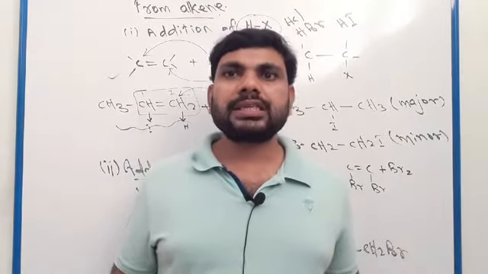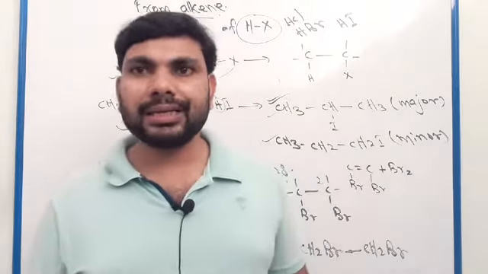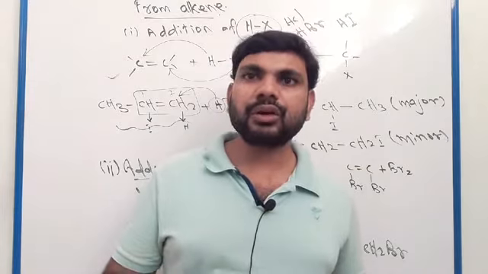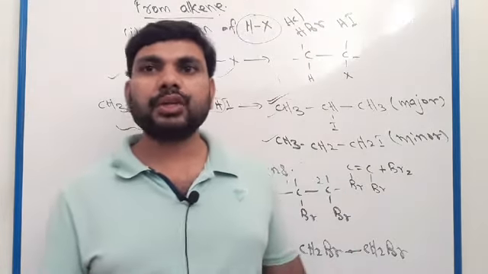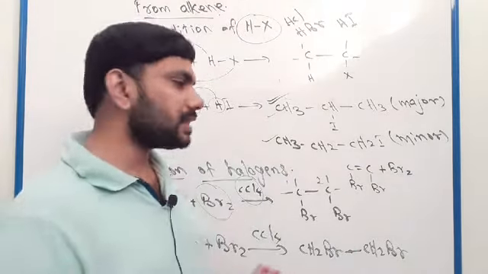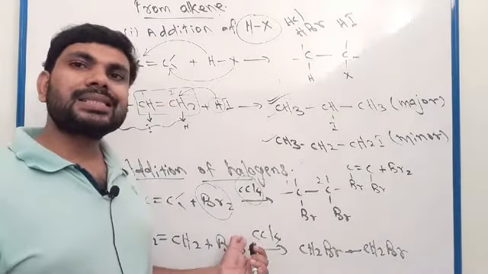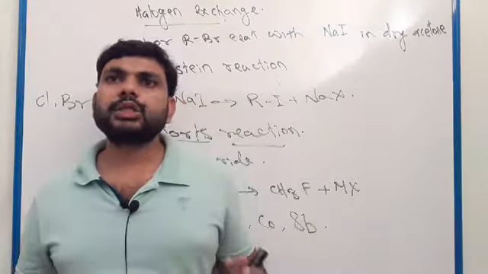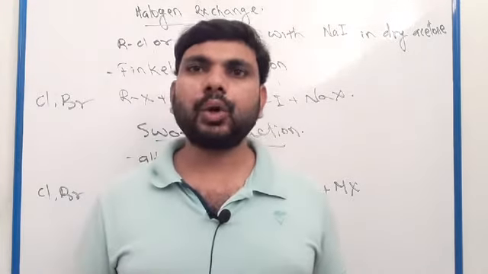First one we discussed is addition of hydrogen halide. Second one we discussed is addition of halogen, for example addition of Br2. Addition of Br2 takes place in presence of CCl4, carbon tetrachloride; this is the condition. Clear? Now the last 2 methods to prepare haloalkane.